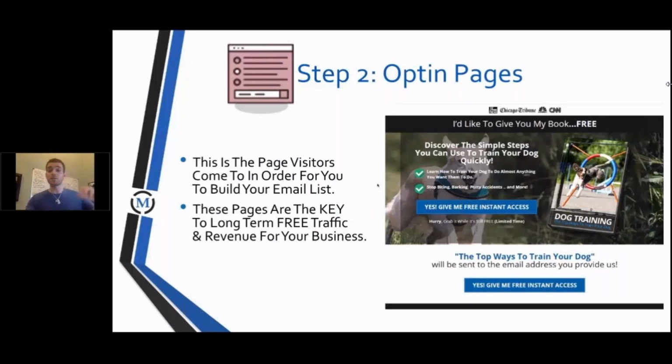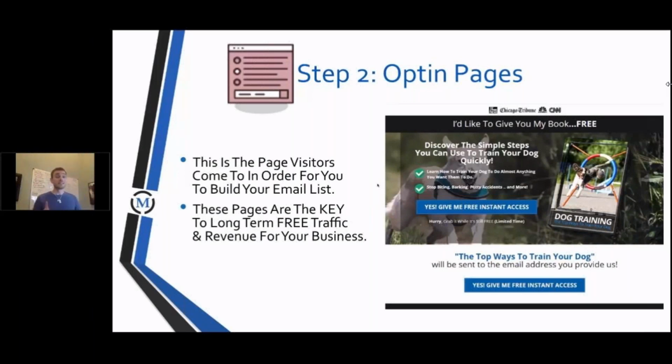How many of you see that little opt-in page right there on the screen? That's for dog training. It says, I'd like to give you this free book, Discover the Simple Steps that you can use to train your dog quickly. And then if they click that little button, they opt into your email list, plus they get this free book. How many of you feel like these opt-in pages are pretty cool? Just say yes. All right.